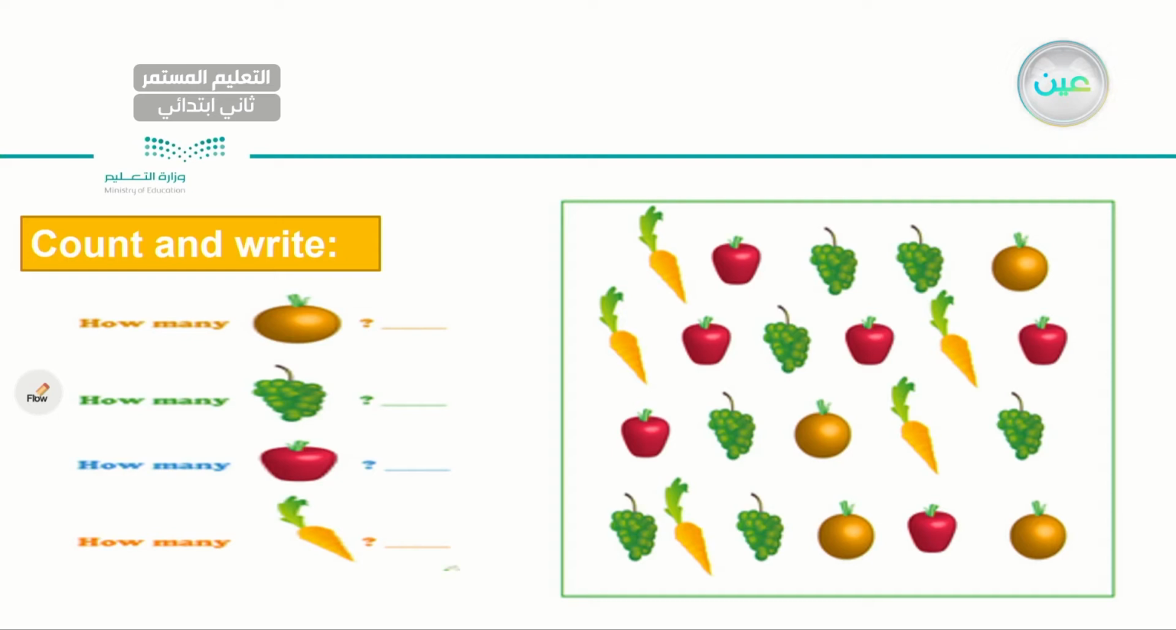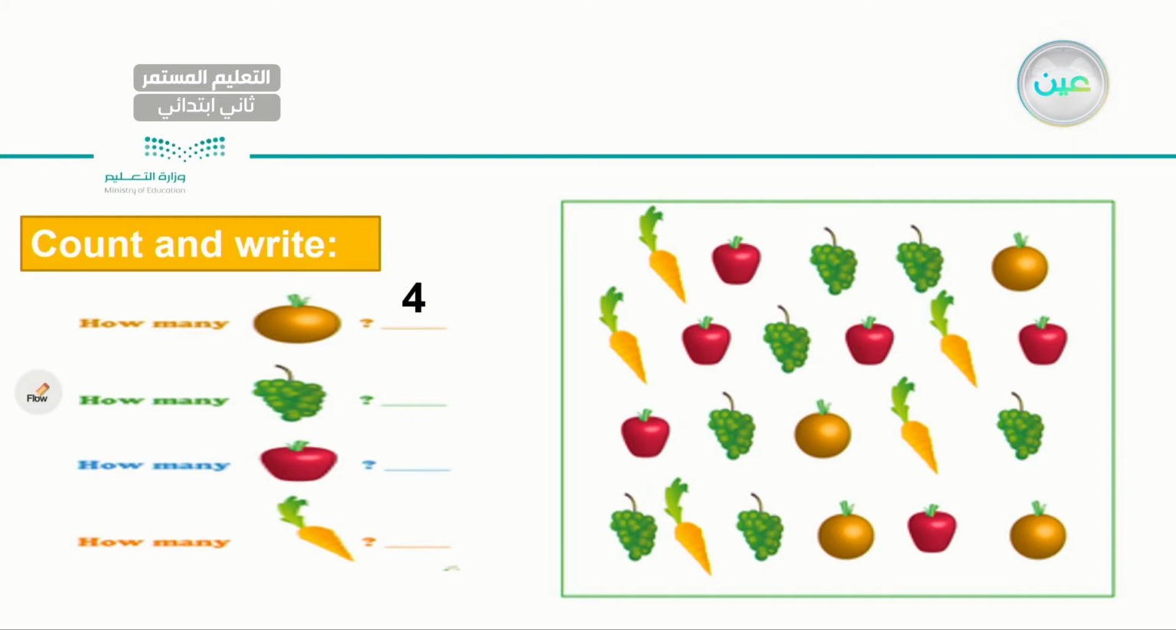So, let's try to figure out if you get this correctly. How many oranges? Let's start counting. 1, 2, 3. I have 4. Very good. I have 4 oranges. I hope you got this right.